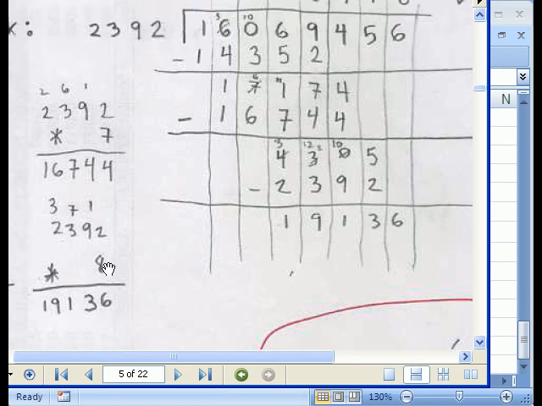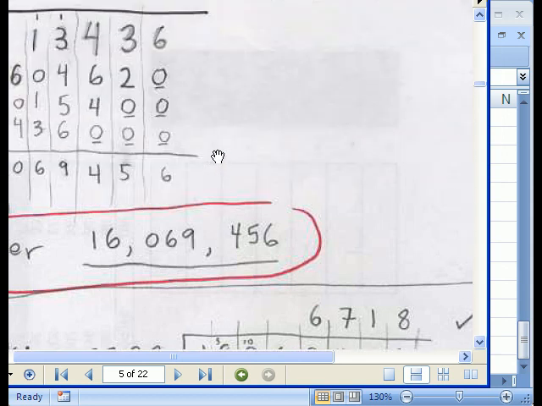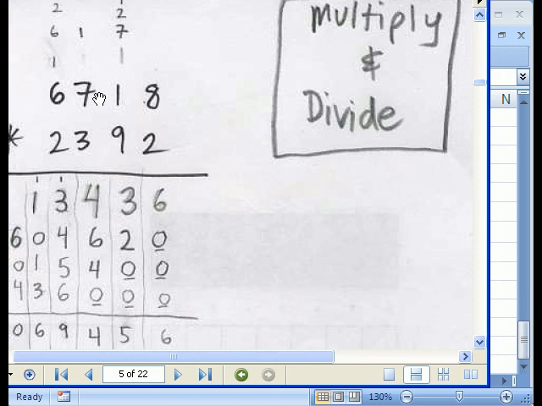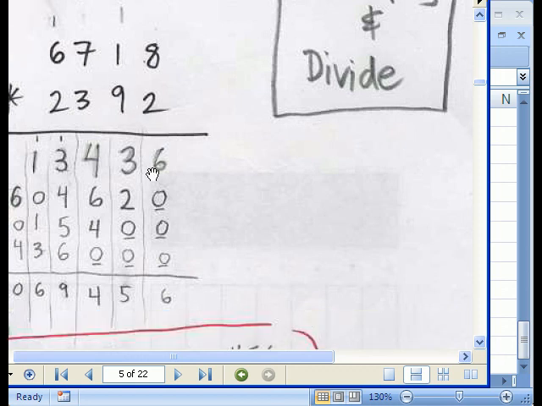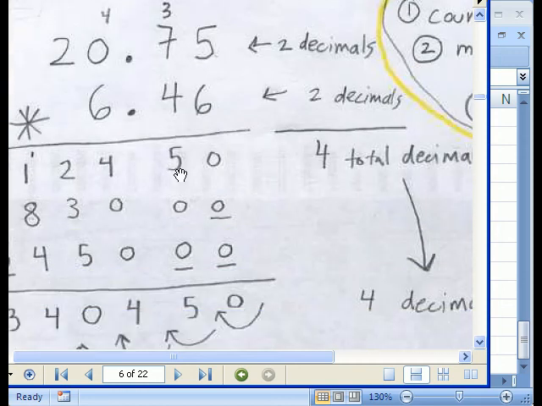So I bring that 8 right up there. And sure enough, when I go back up here and look, that is exactly the number I had. So that's checking your multiplication using division. Now, what about decimals?